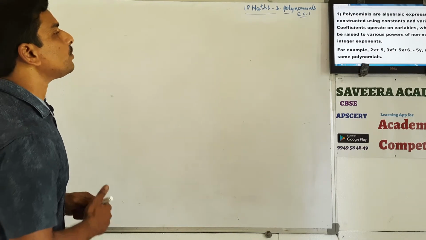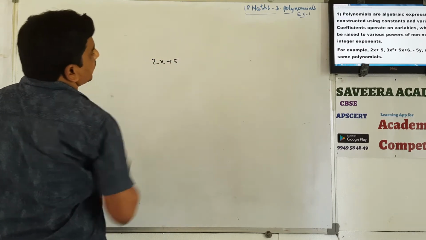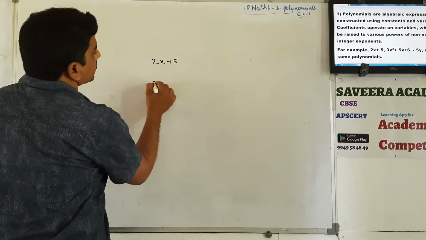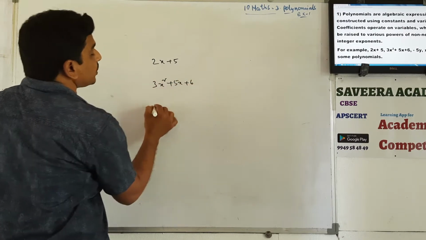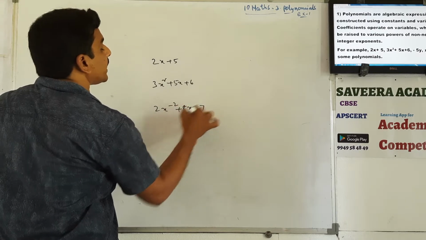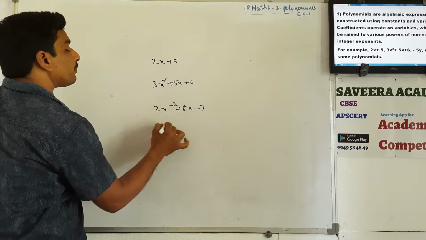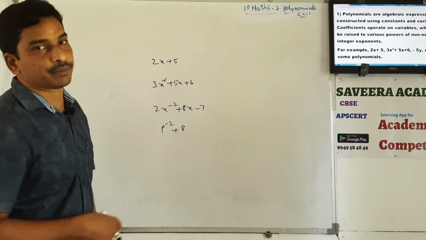Let us see. Suppose 2x plus 5. 2x plus 5 is given. Next, I will write some examples. 3x square plus 5x plus 6. 2x power of minus 2 plus 8x minus 7. p power of minus 2 plus 8. Suppose I wrote some algebraic expressions.